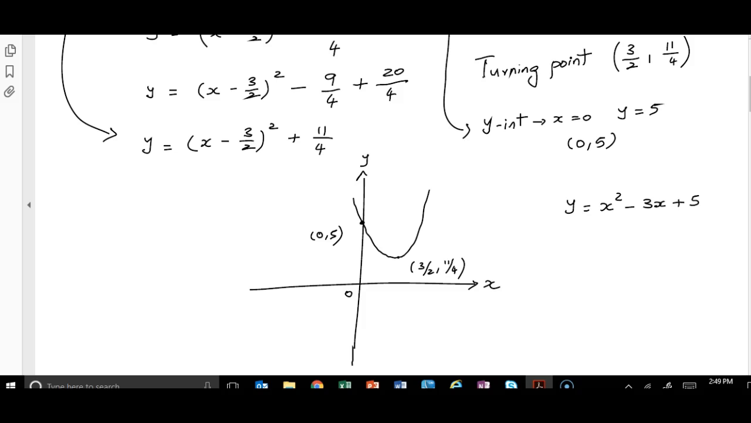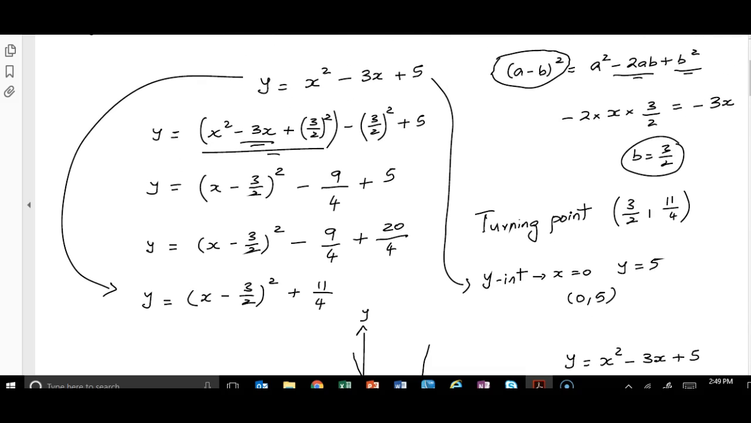So again, the process is exactly the same for completing the square, except when the middle term is an odd number, we end up having a fraction in our completing the square rule.